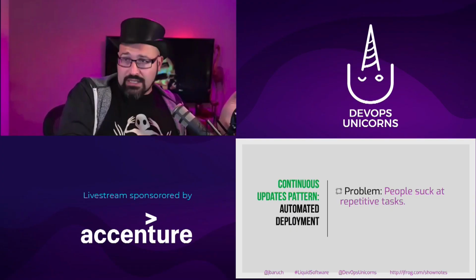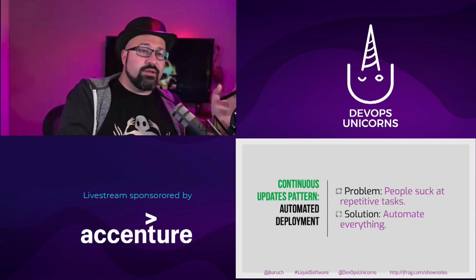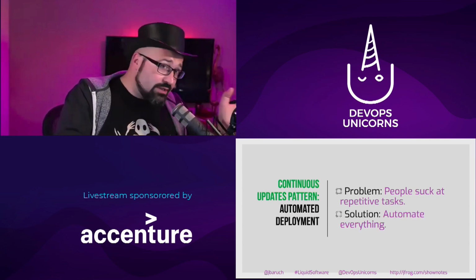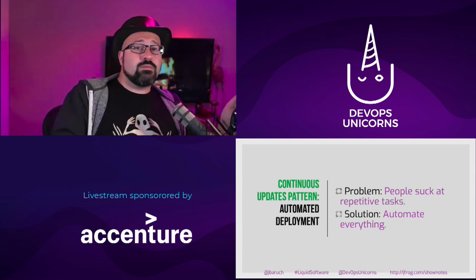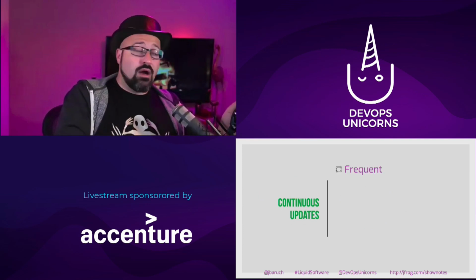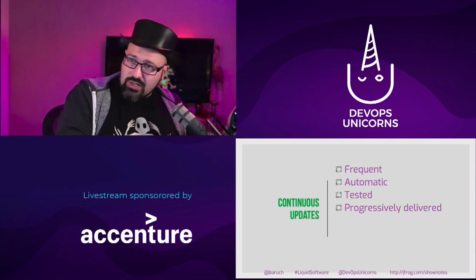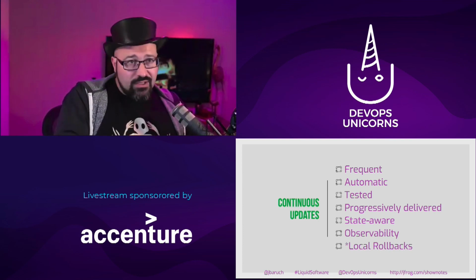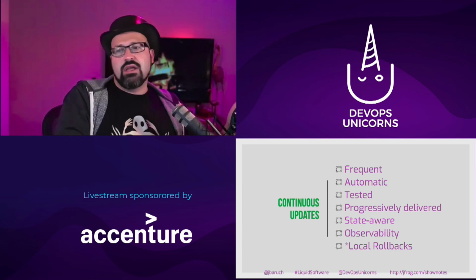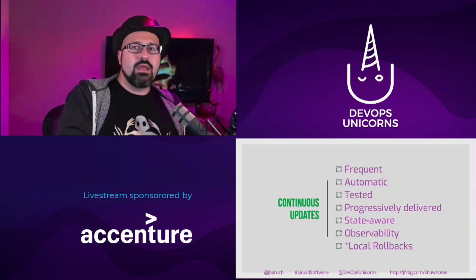And here, automated deployment and checks and progressive delivery and everything that we spoke about could actually help. People suck at repetitive tasks. You need to be able that you automate everything, including the testing of the regular expression that comes with it. So to summarize, continuous updates are frequent, are automatic, are tested automatically, are progressively delivered, state aware, have observability, and if needed, that's kind of an extra credit task, have local rollbacks.